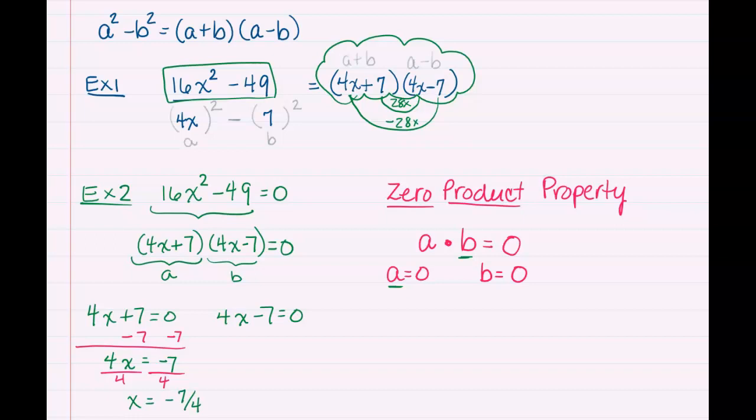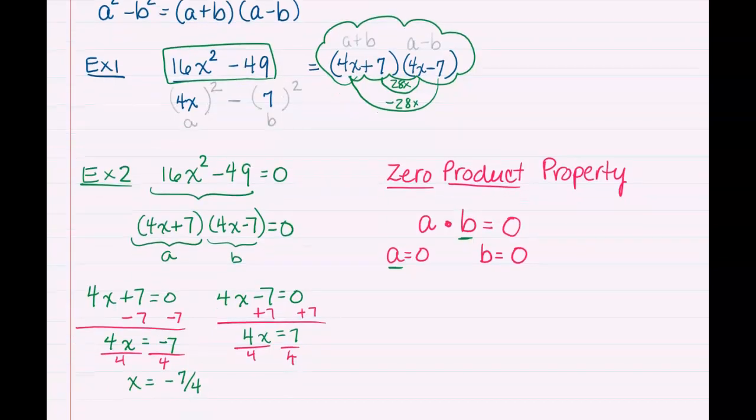We're going to do the same thing on the other equation. We're going to add 7 to both sides, and we're going to find that we get 4x is equal to 7. We're going to divide both sides by 4, and we're going to find that x can equal positive 7 over 4. So our solution set for this equation is two answers, negative 7 over 4 and positive 7 over 4.